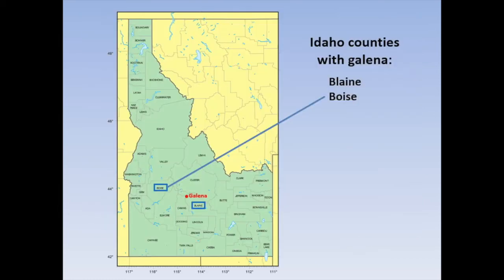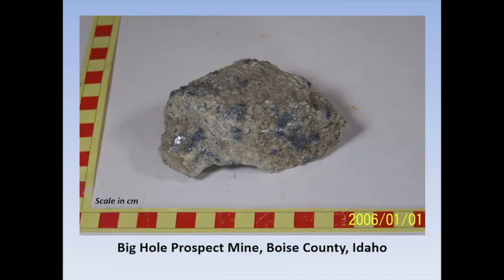Boise County has hosted some vein galena itself, and that has been mined for not only silver, but also occasionally some gold has been associated with it. An example of some Boise County galena material. Here we can see the galena as those small little gray blebs sort of distributed through the rock, which appears to be a granite host material.